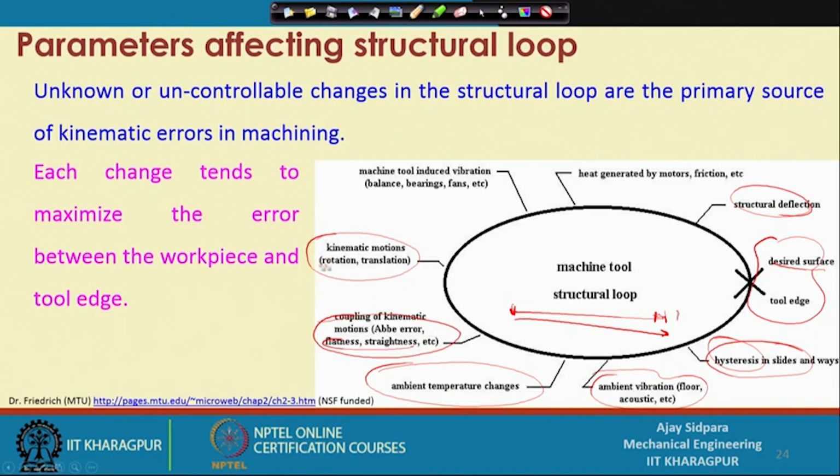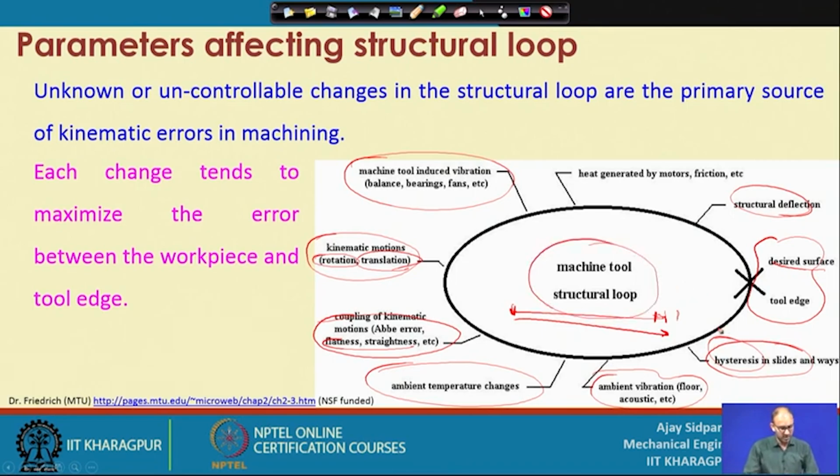Kinematic motions: we generally believe that the tool is rotating only along the z axis, but that is not true, because there are some problems in the rotation axis also. Translation: we believe that our x and y are perpendicular to each other and there is no motion other than translation, but that is also not correct in many cases, as we will see. Machine tool induced vibration also plays an important role. So, these are the different parameters which will affect the structural loop of the machine tool.